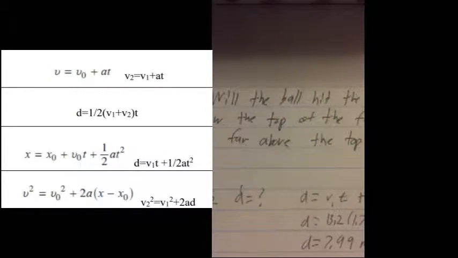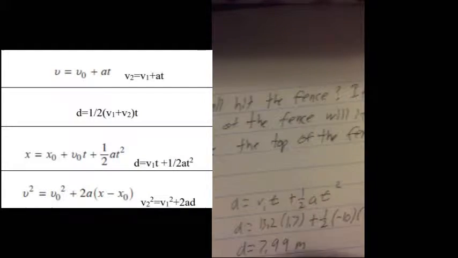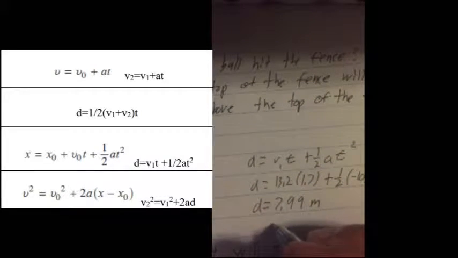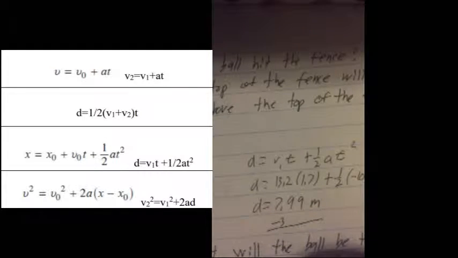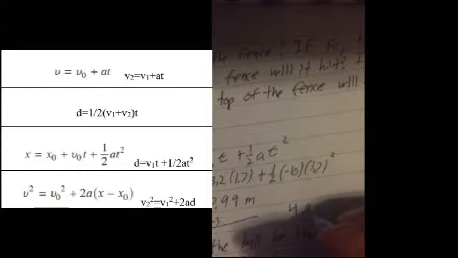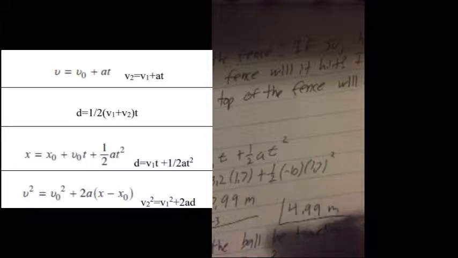We will have 7.99. You subtract 3 from that, because that's the height of the fence. So the distance that it will clear the fence is 4.99 meters. That's over.